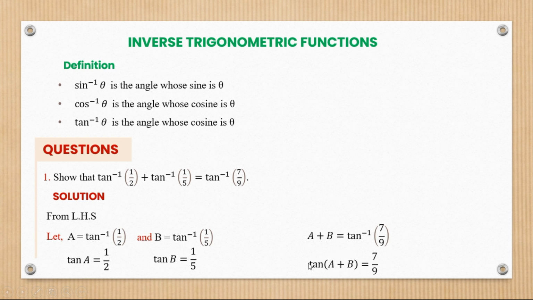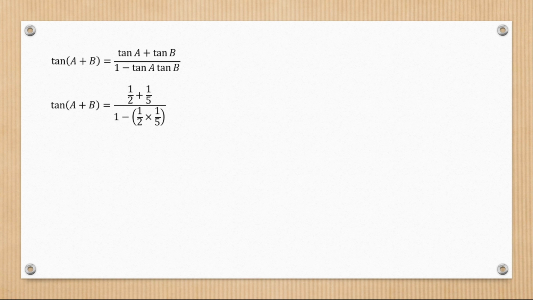So now again, we're going to look at this left hand side. Remember, tan of A plus B is equal to tan A plus tan B over 1 minus tan A tan B. So we're going to substitute the values. Where there is tan A, we put 1 over 2, and where there is tan B, we put 1 over 5. At the bottom we have their product, 1 over 2 times 1 over 5. At the top, when we add them, we'll have 5 plus 2 over 10. At the bottom, when we multiply, we get 1 over 10. At the top, we'll have 7 over 10.